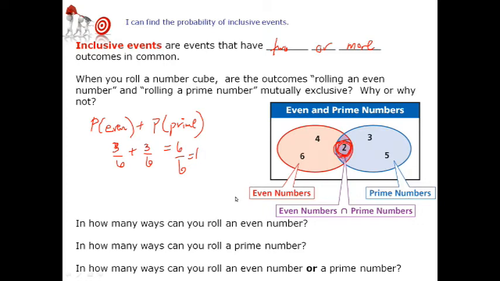You're not going to get a probability of 1 because we don't even have the option of rolling a 1 here. So what I need to do is up here subtract the 2 that I counted twice. So that's going to be 1/6, and I'm going to end up with 5 out of 6 times I'm going to have an even or a prime number. Okay? So I can roll an even number 3 ways. I can roll a prime number 3 ways. I can roll an even number or a prime number 5 ways. Okay?